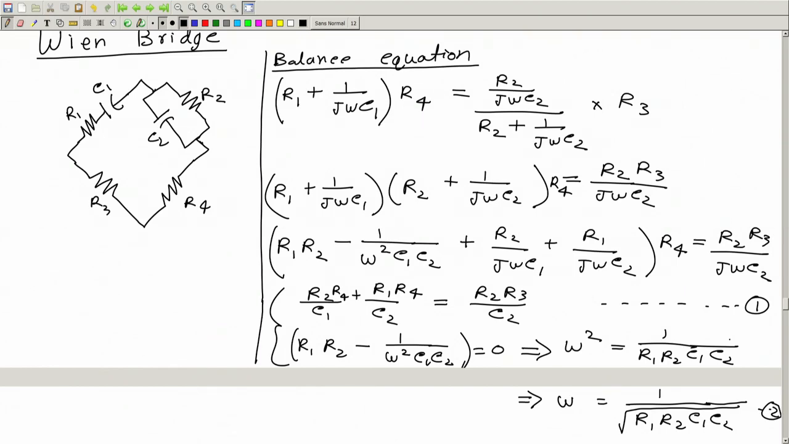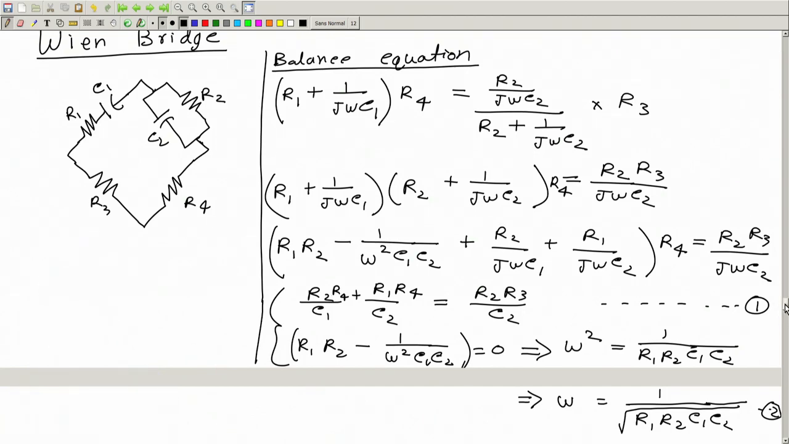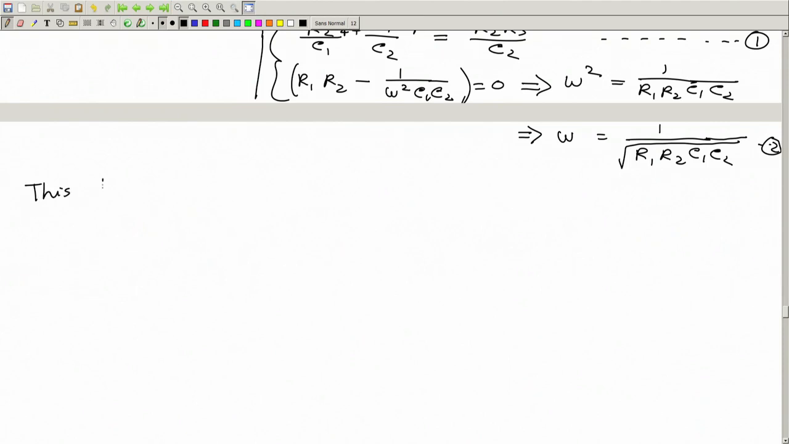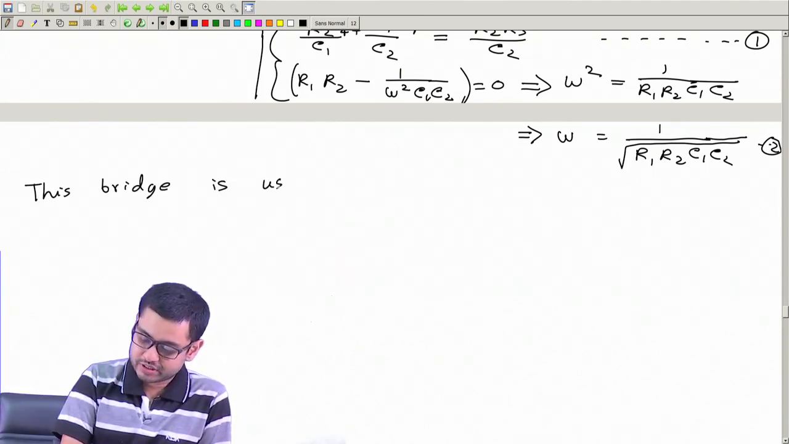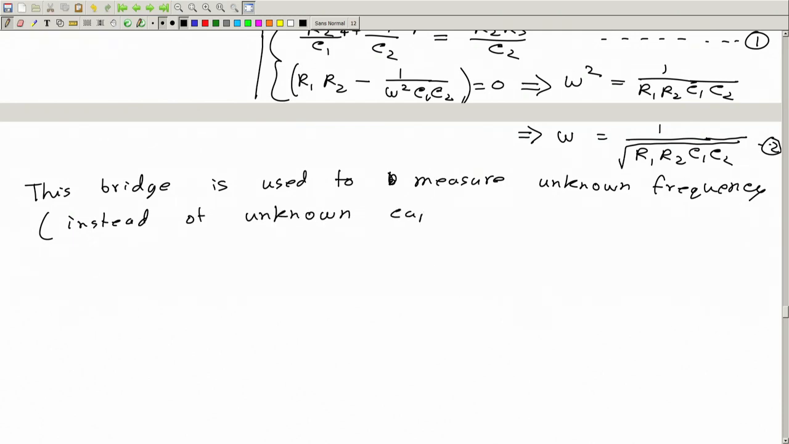But this bridge is used for a completely different purpose. This is not used to measure an unknown capacitor or any unknown impedance. This bridge is used to measure an unknown frequency, instead of an unknown capacitor. Because you see, the balance equation depends on this frequency omega.